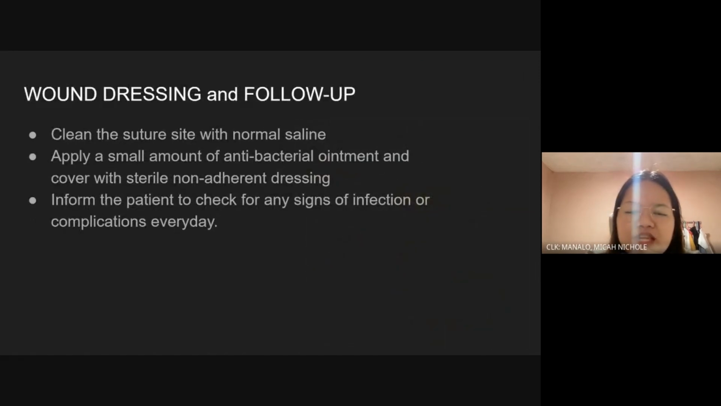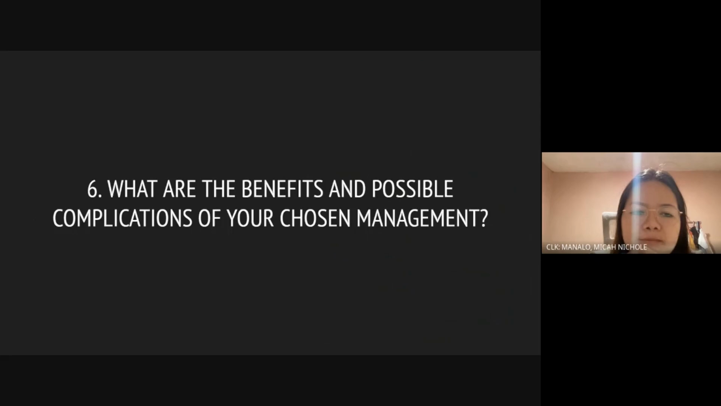For the wound dressing and follow-up, clean the suture site with normal saline, apply a small amount of antibacterial ointment, and cover it with sterile non-adherent dressing. And also inform the patient to check for any signs of infection or complications every day. Next. So what are the benefits and possible complications of your chosen management?